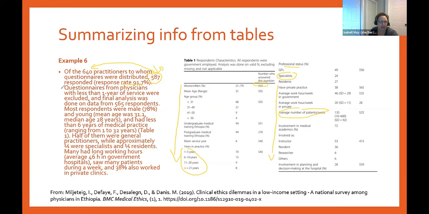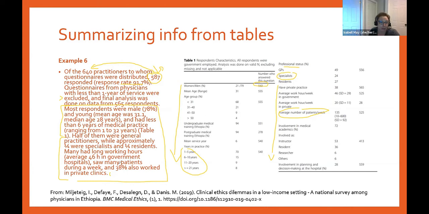Questionnaires from physicians with less than 1 year of service were excluded. So here they report most respondents were male and young and had less than 6 years. Half of them were general practitioners. So here there's some detail in these sections right here that I highlighted for you. Some detail that comes from the study, but it's not all of it, right? So you really want to, so table 1, and you could have put in here, see table 1 for more details. So they're really sort of highlighting what is the largest group that participated.